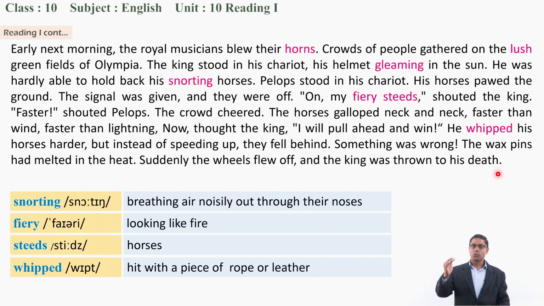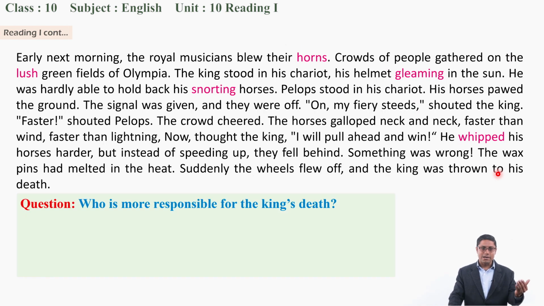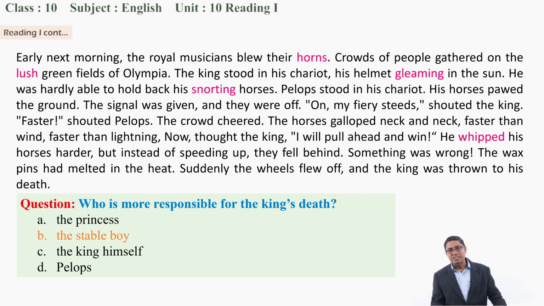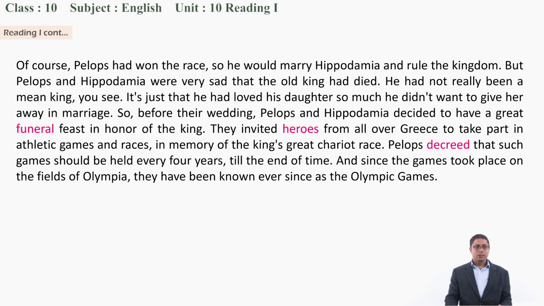In this way, who won the race? Pelops won the race. So again, I do have a question. Who is more responsible for the king's death? Who do you think? Is it the princess, the stable boy, the king himself, or Pelops? So certainly the answer is the stable boy, because he replaced the bronze pins with the pins made of candle wax.